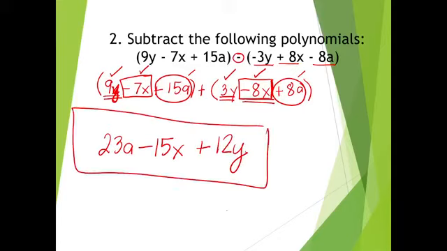Who is the partner of 7m raised to 4 and 5m raised to 4? How much is 7m raised to 4 minus 5m raised to 4? Positive 2m raised to 4. Very good. What about negative 2m squared and positive 5m squared? Very good. Positive 3m squared. And lastly, we just copy negative 8. And there you have it. That is the answer to our fifth example. Okay? So much for that. Just disregard that.